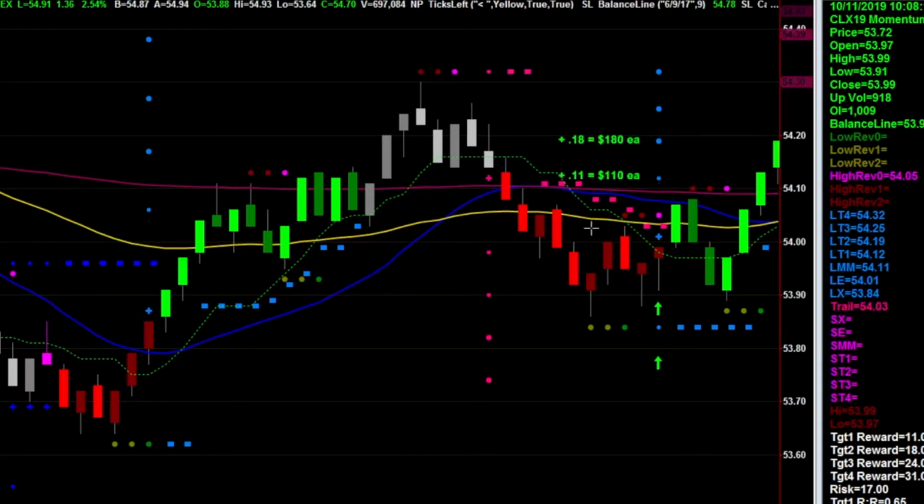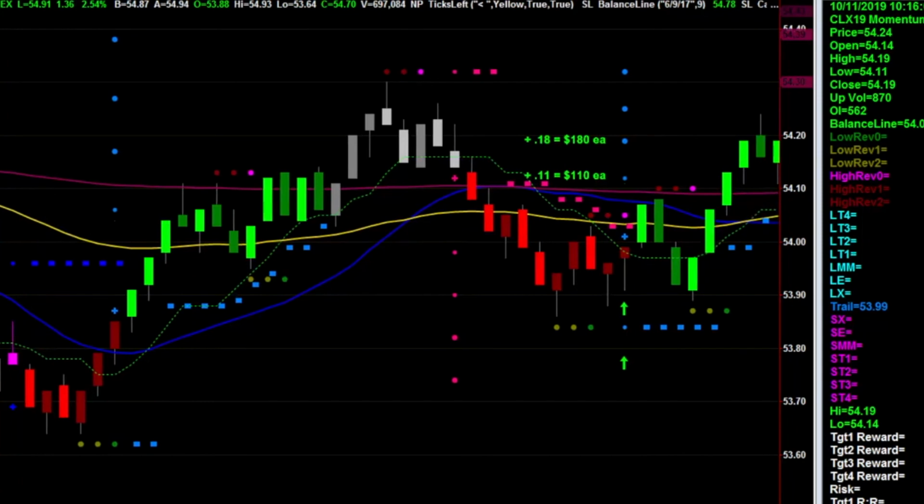And you can see the time this trade triggered in, a little bit after, between 10:08 and 10:10 in the morning, and it hit its target 2 at 10:16. So roughly 6 to 8 minutes after.